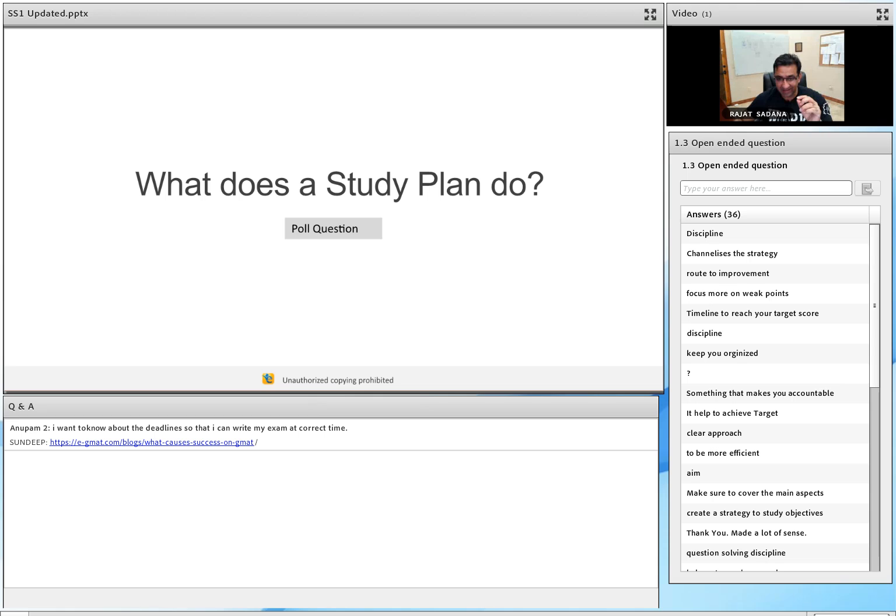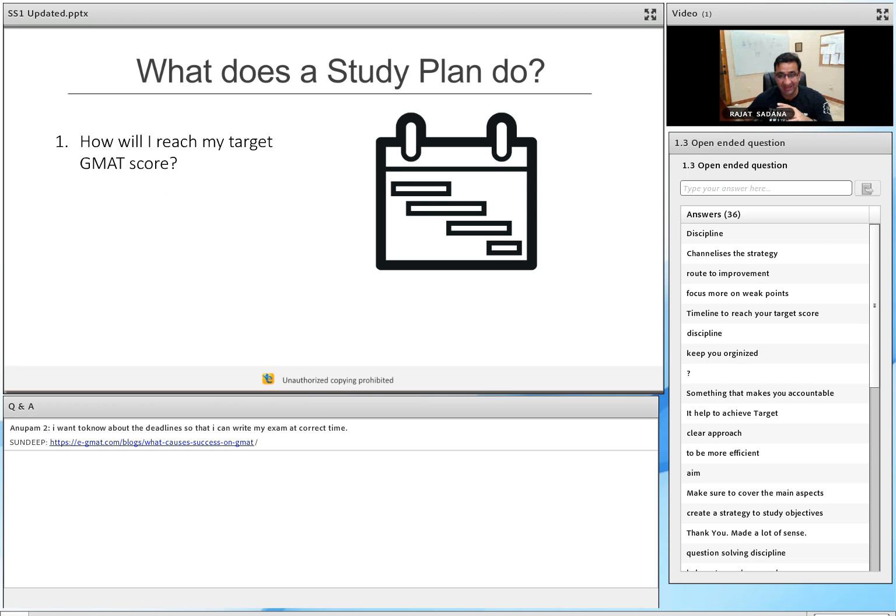Now, a lot of you are saying a study plan gives you accountability, a study plan gives you routine, a study plan keeps you more organized. And yes, all of that is true, but the primary purpose of a study plan, as someone says, is that it channelizes your energy, which is really important. A study plan answers 3 questions. One is, how will I reach my target GMAT score? And that's a very specific answer that you're looking for. This is not just, I'm going to improve on quant, I'm going to improve on verbal. It has to be a very numerical answer to how will I reach my target GMAT score.